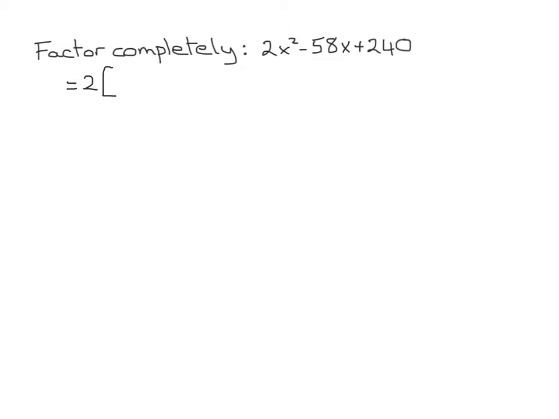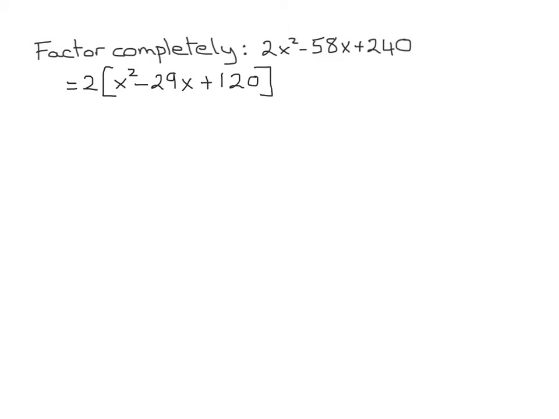When I factor a 2 out of a 2x squared, it's going to leave me x squared. Factor a 2 out of a negative 58x, it's going to leave me negative 29x, plus, last one, 2 goes into 240 120 times.